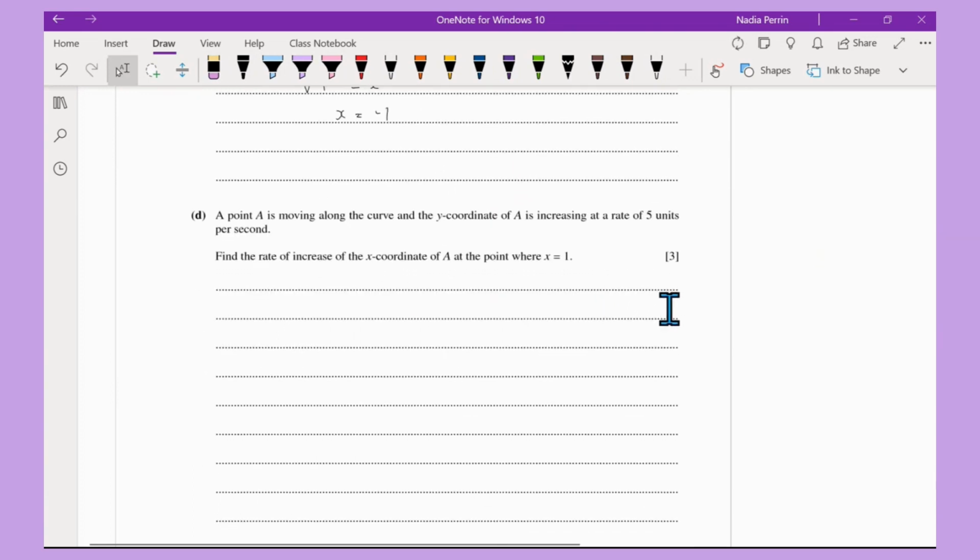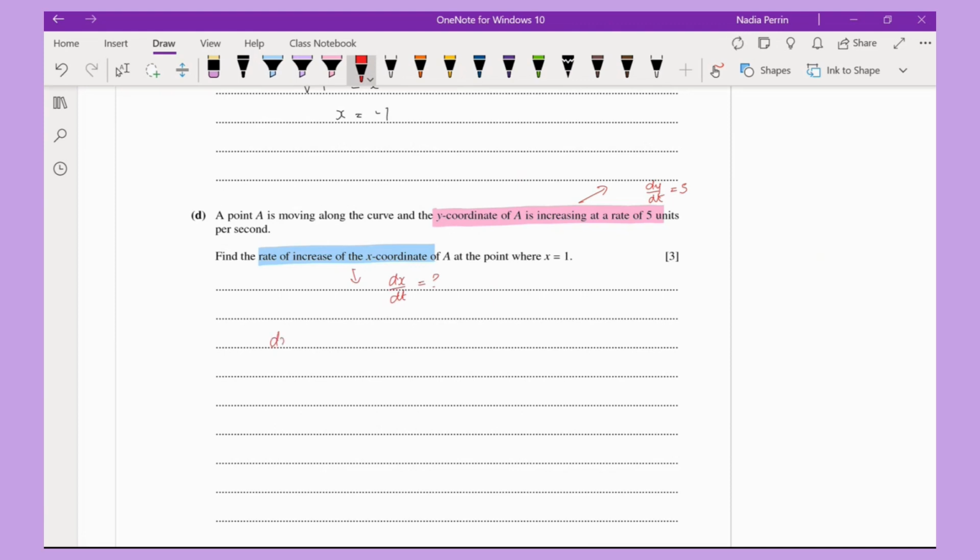Lastly, it is a rate of change. So when I'm doing these ones, I like to write down the information that I'm given. So a y coordinate is increasing at a rate of 5. That's telling me that dy by dt is equal to 5. And I want to find the rate of increase of the x coordinate. So the thing I'm trying to find is dx by dt. So I write dx by dt and I put a question mark.